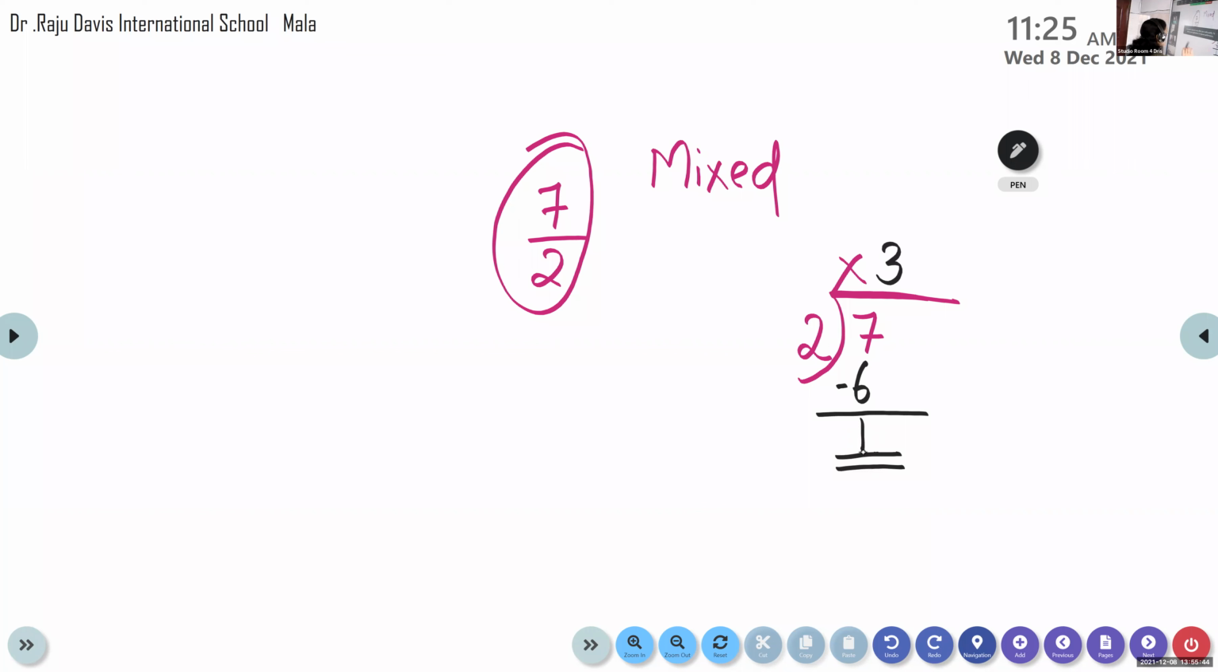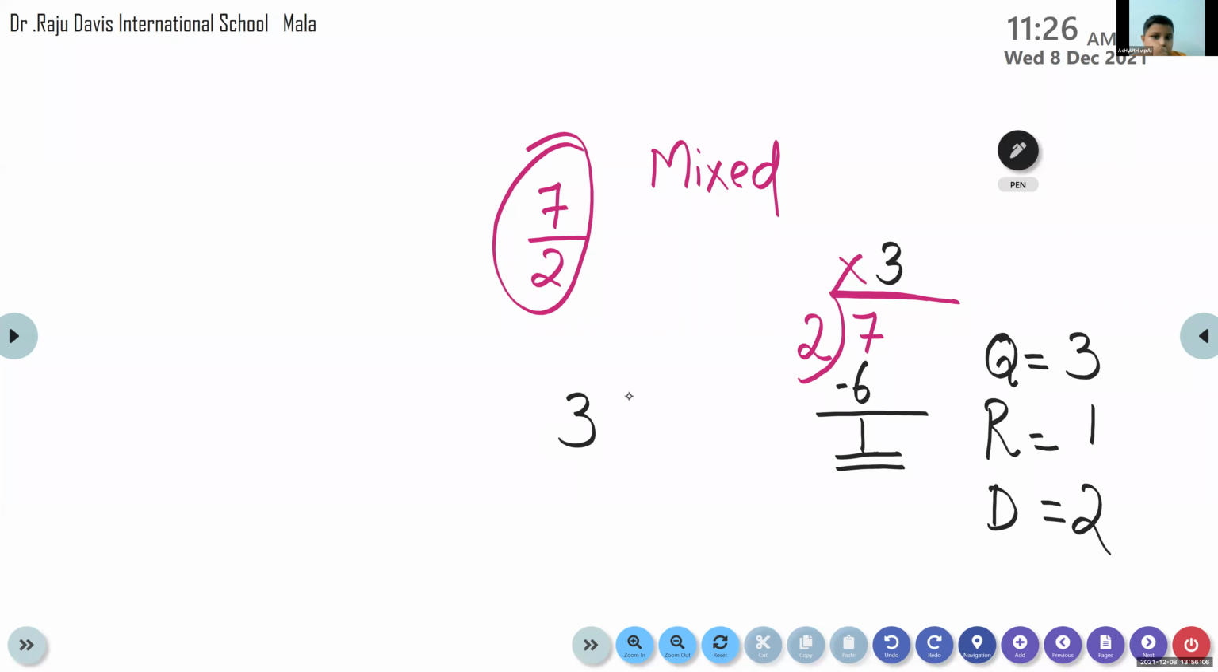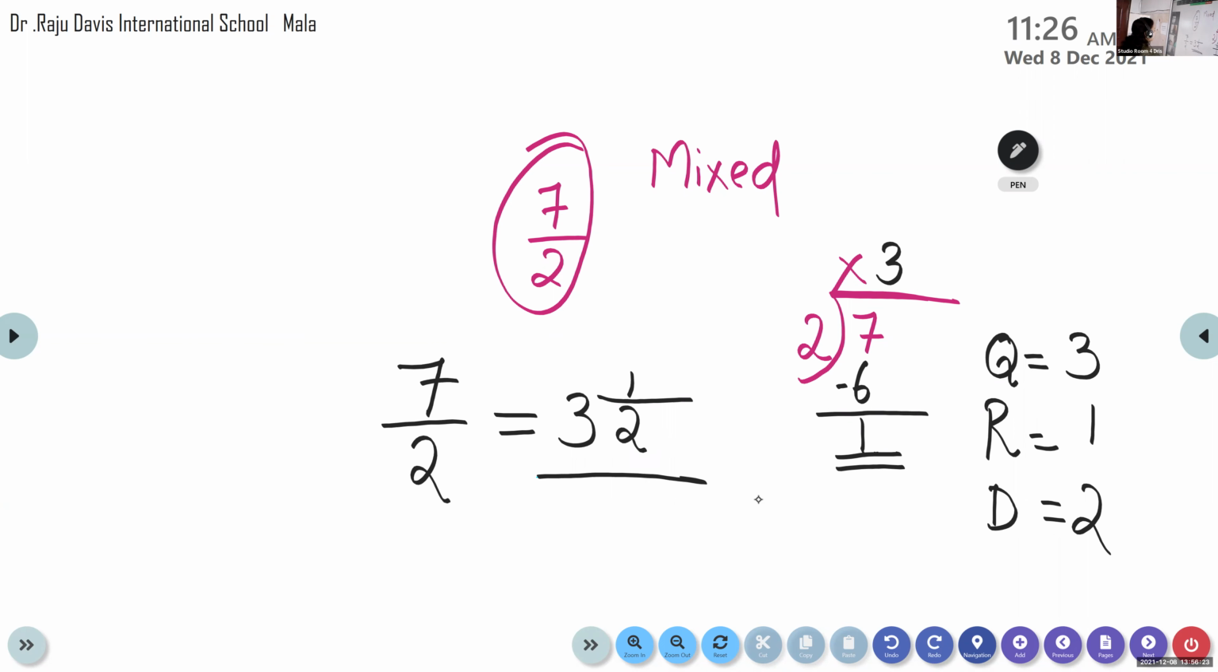This 1 is smaller than the divisor. Okay. So children, tell me what is the quotient? 3. What is the remainder? R is 1. And the divisor? 2. So how are we going to write the mixed fraction? The quotient will be the whole number. Remainder will be the numerator. And the divisor will be the denominator. So children, 7 by 2 means what? 3 and 1 by 2. Understood? 7 by 2, the improper fraction, is equal to 3 and 1 by 2.